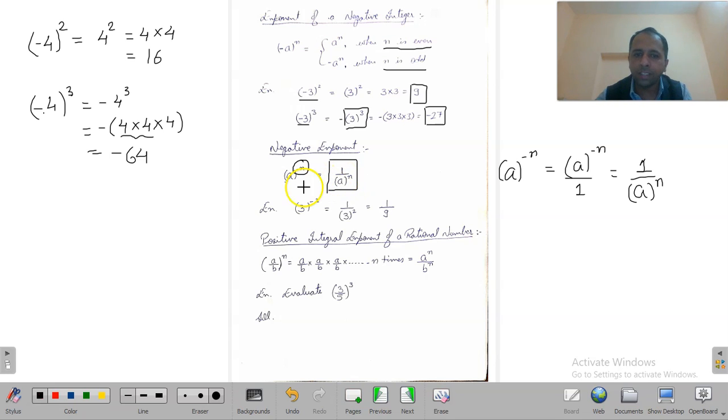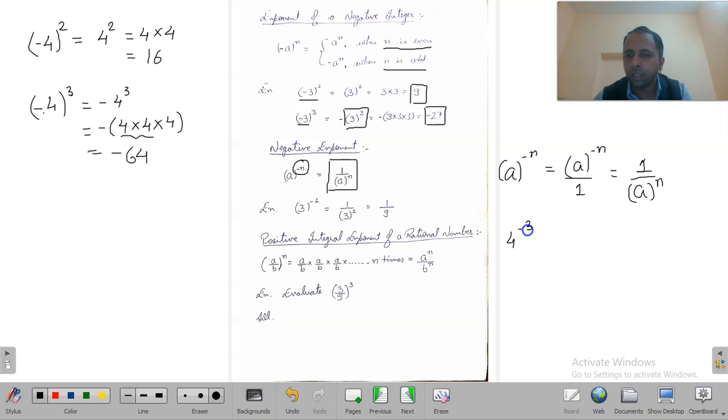So for example, 3 to the power minus 2. Here the exponent value is minus 2, which is negative. So it will be 1 upon 3 to the power 2. That means 1 upon 9. Let's take another example.